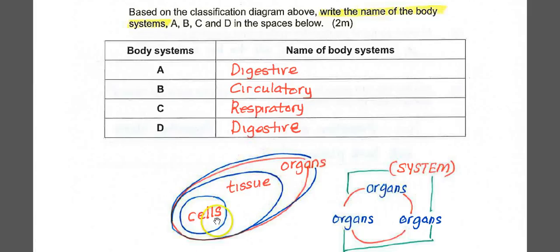Now, a few organs, for example, 1, 2, 3 organs, when they are joined, they are working together. Okay, they work like a system. For example, mouth, stomach, the intestine, they work together as a system, right? Inside each organ, they're made of tissue and cells. Let's carry on.